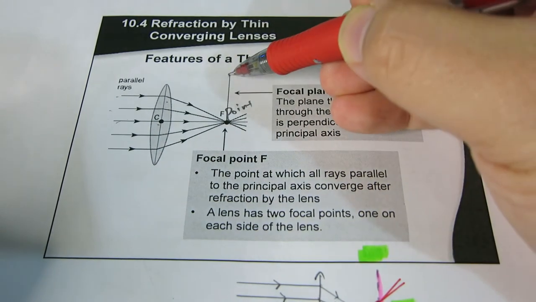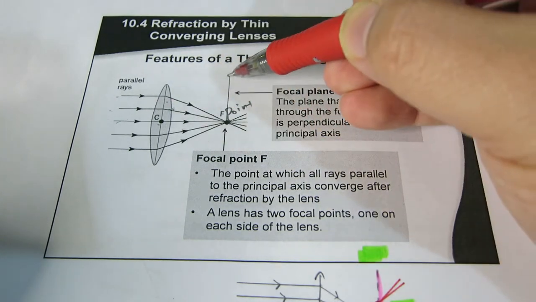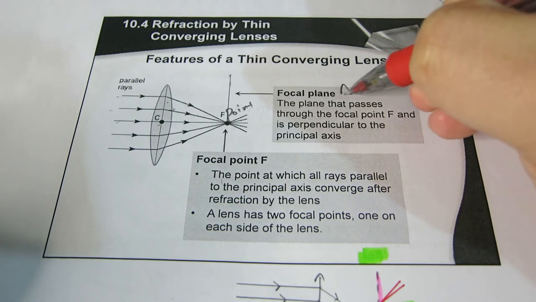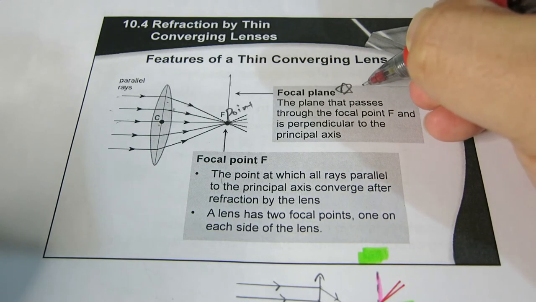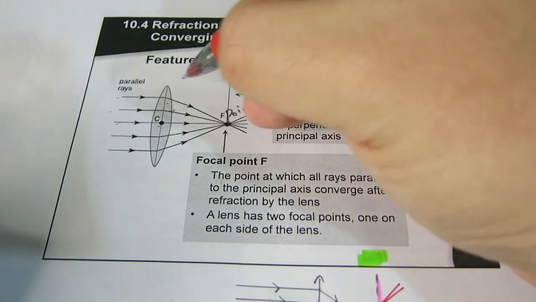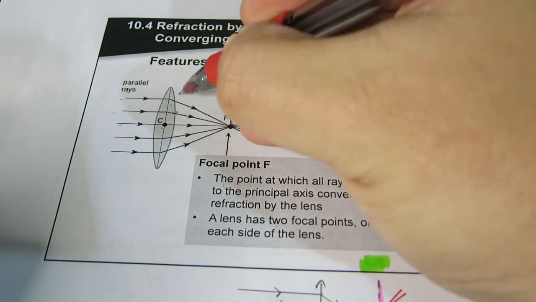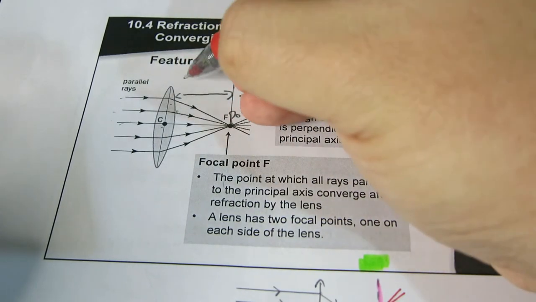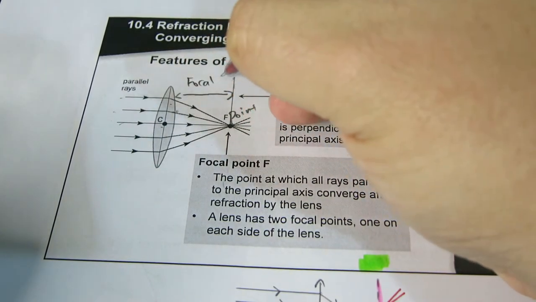Now, the line that is parallel to the lens but also cuts through the focal point, we call that the focal plane. I will stress why this is important later. And lastly, the one that is also quite important, the perpendicular distance from the lens to the focal plane, we call this the focal length.